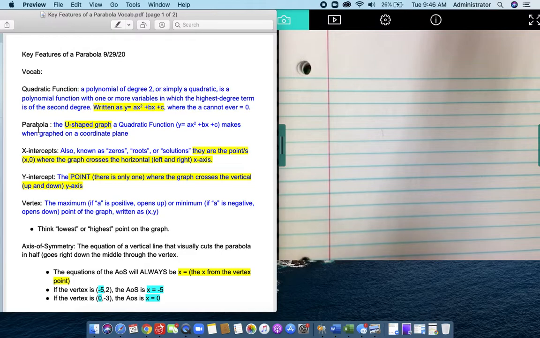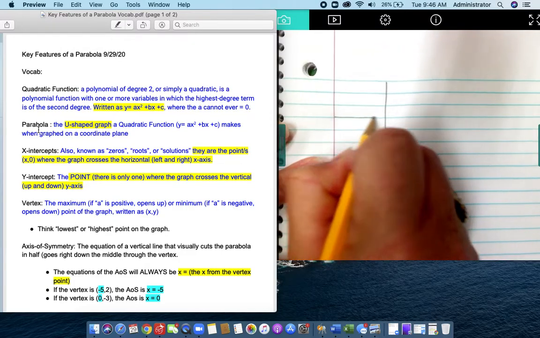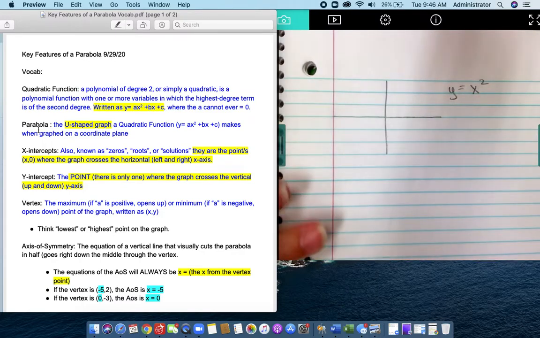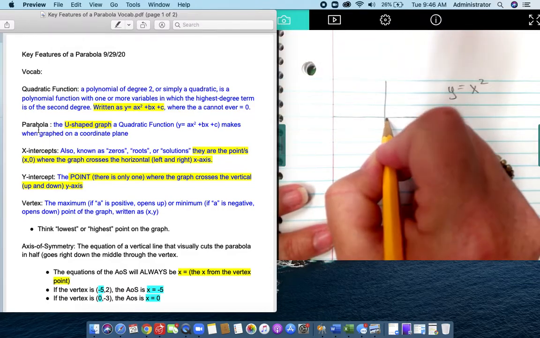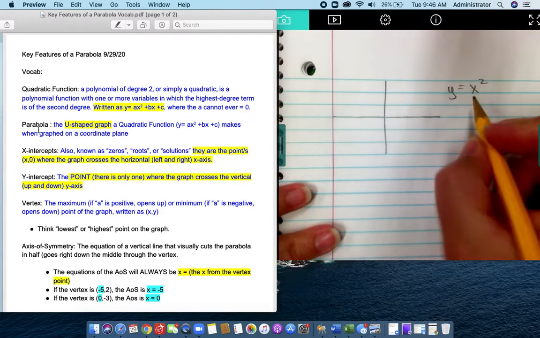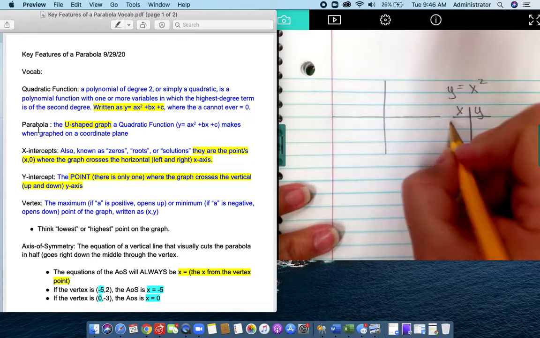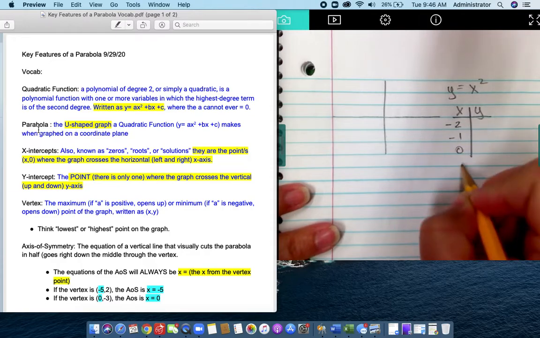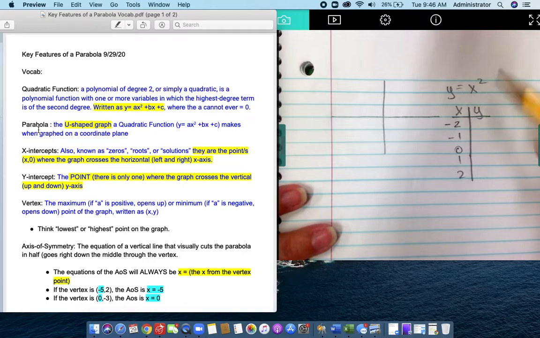So a parabola is a U-shaped graph. The most basic function we can graph is y equals x squared, okay? So it's a U-shaped graph. In fact, if I go ahead and graph this, creating a table of x and y values, some of the most basic ones we might use are -2, -1, 0, 1, and 2. And I want you to think about what happens when we plug those in.